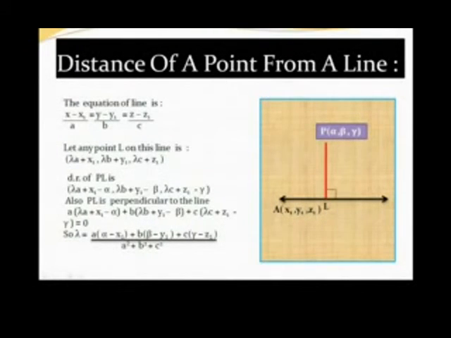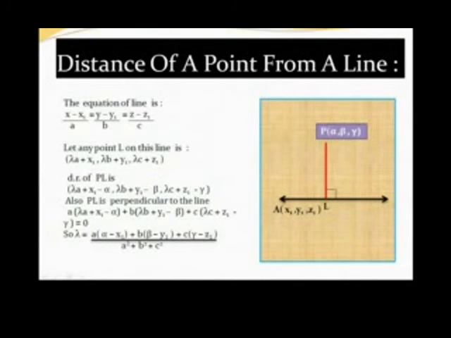Now, let us say that L is any point on this line. So, the coordinates of this point L would be equal to lambda times a plus x1, lambda times b plus y1 and lambda times c plus z1. This is because let us say that this is equal to lambda. So x would be equal to lambda times a plus x1. Similarly, y would be equal to lambda times b plus y1 and z coordinate would be equal to lambda times c plus z1. So this is the general coordinates of any point on this line.